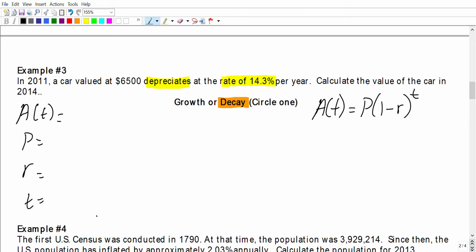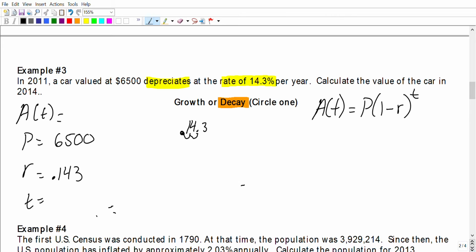Well, I know we have a rate for sure. We had 14.3%, and remember, if it's 14.3%, what you have to do is move the decimal to the left twice. So this is really 0.143. Next thing is our P, our principal, our starting value. It says a car valued at $6,500. So that's our starting value, $6,500, and that's what it was in 2011 when it was purchased.